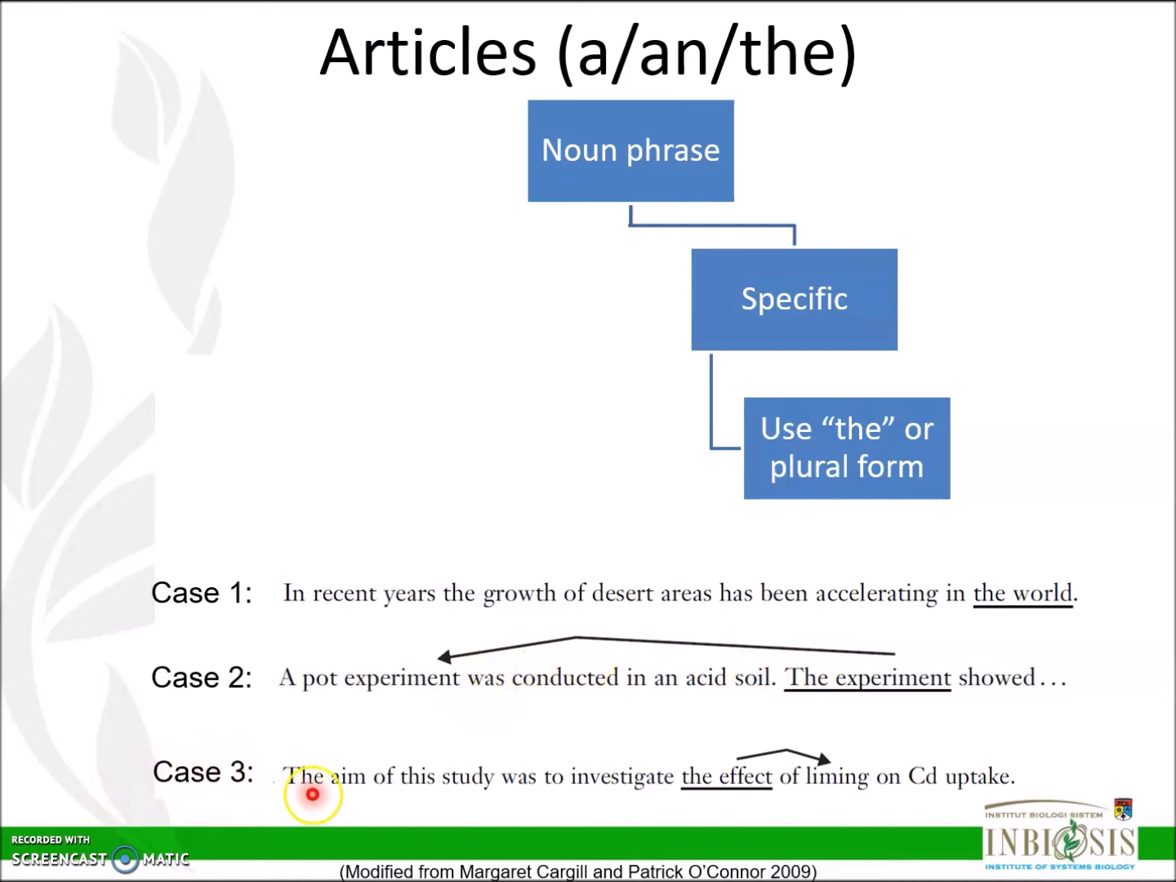How about this third sentence? The aim of this study was to investigate the effect of liming on cadmium uptake. Now, the is used to refer to a subsequent referent, in this case, liming. In fact, 85% of the time, two noun phrases with of in the middle will generally use the. The other 15% when not to use it is mostly based on experience. But to be safe, just use the when of is used to connect two noun phrases.